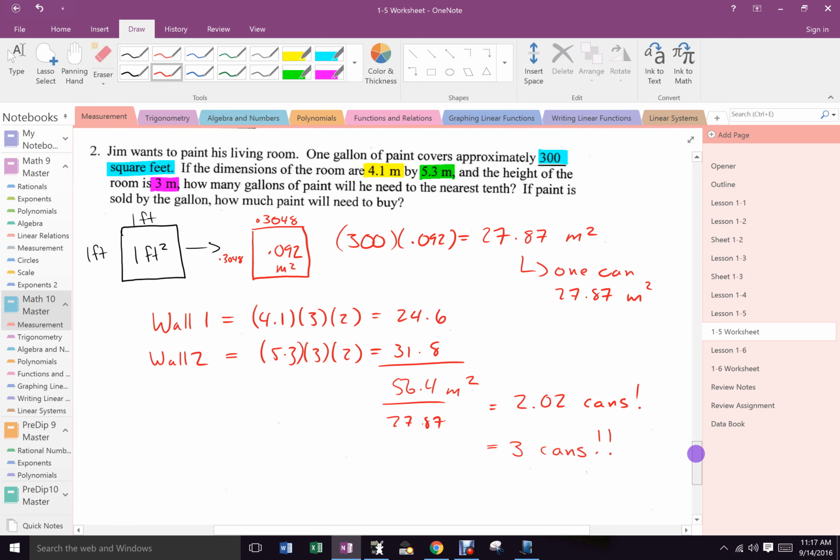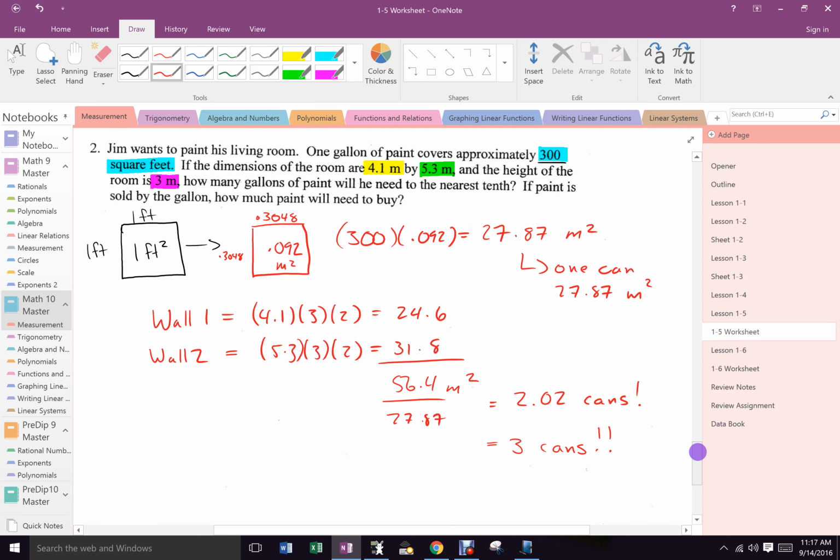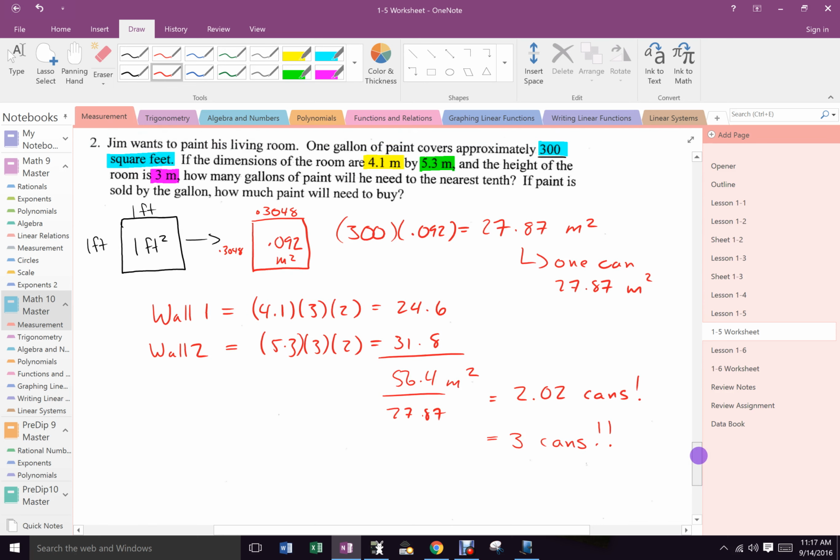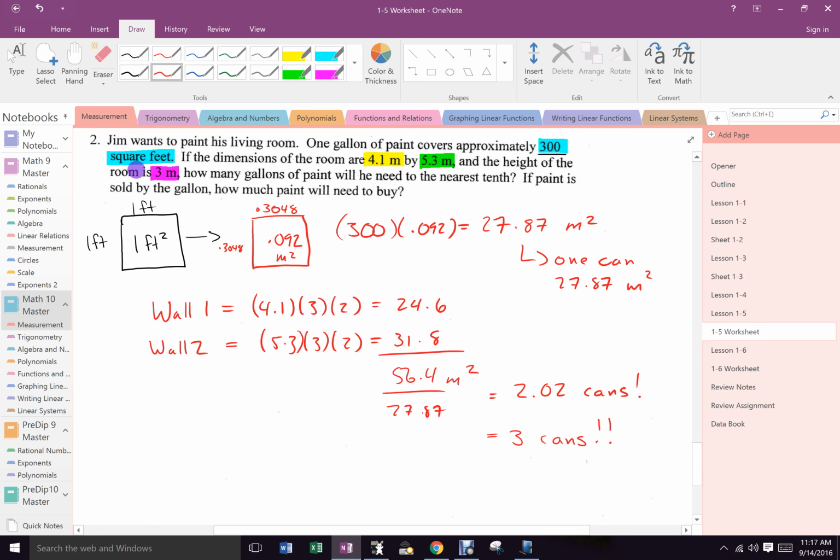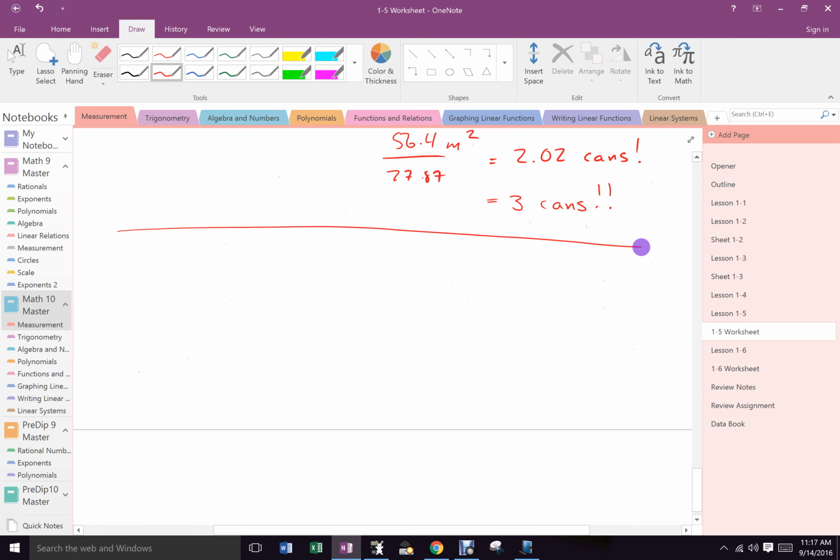All right, so what I'm gonna do is take this same question and do it again, converting these guys to feet. So I had 4.1 meters.